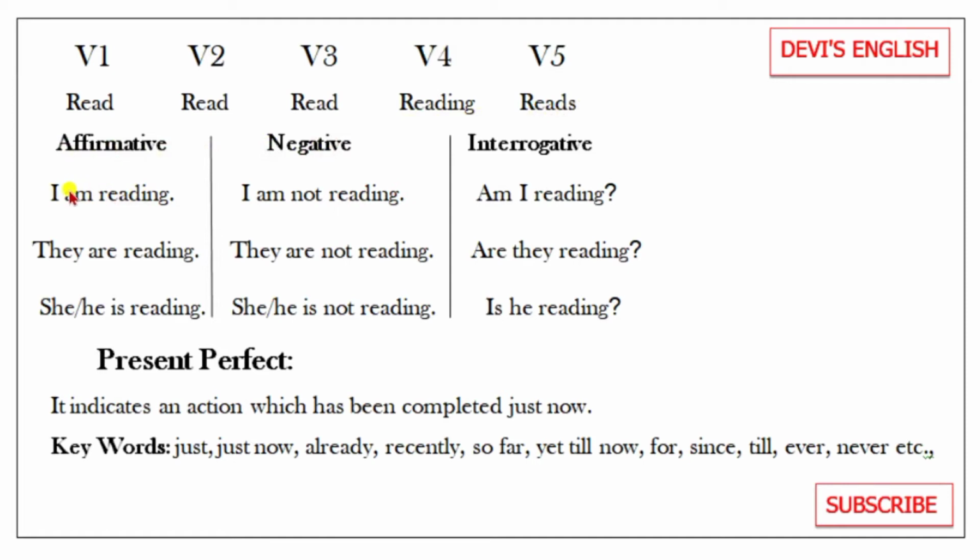I am reading. After I, we use am there. I am not reading, negative form, because the helping verb is already given. Interrogative: am I reading? In the same way, they are reading. Are is the helping verb. Negative: they are not reading. Interrogative: are they reading?